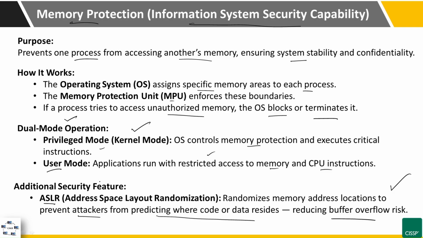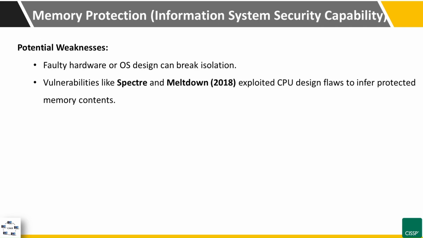Potential weakness inside memory protection in an information system may be faulty hardware or operating system design that can break the process's memory isolation. Vulnerabilities like Spectre and Meltdown, discovered in 2018, exploited CPU design flaws to infer protected memory contents.